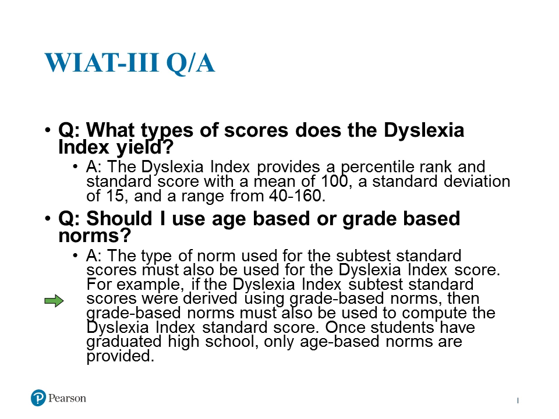This is a good one here. Should I use age-based or grade-based norms? Basically the types of norms that you'd use for the subtests must also be used for the Dyslexia Index Scores. So for example, if Dyslexia Index subtest standard scores were derived using grade-based norms, then grade-based norms must also be used to compute the Dyslexia Index standard score. Once the students have graduated high school, only the age-based norms are provided.